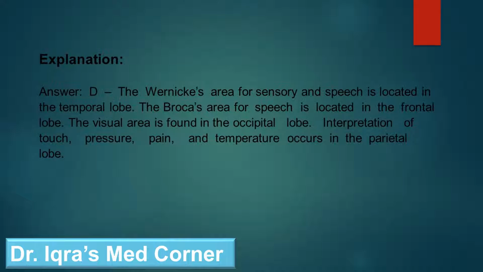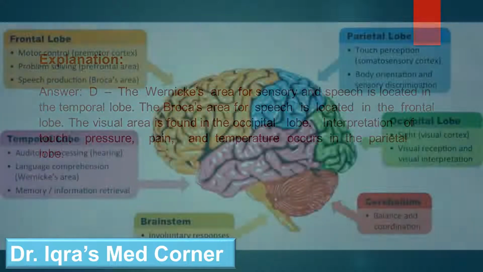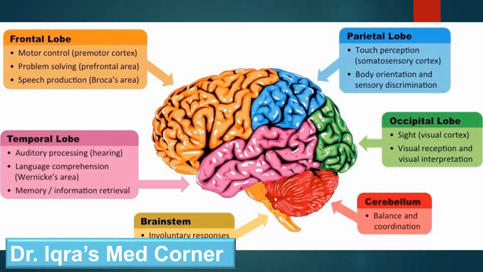And the explanation is Wernicke's area for sensory speech is located in the temporal lobe. Broca's area for speech is located in the frontal lobe. The visual area is found in the occipital lobe. Interpretation of touch, pain, pressure, and temperature occurs in the parietal lobe.